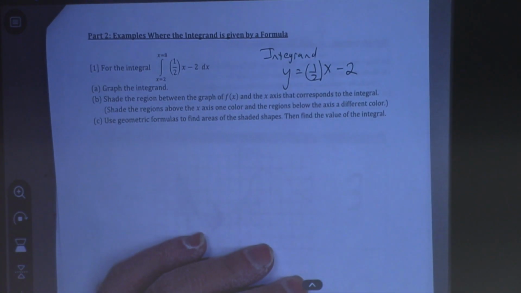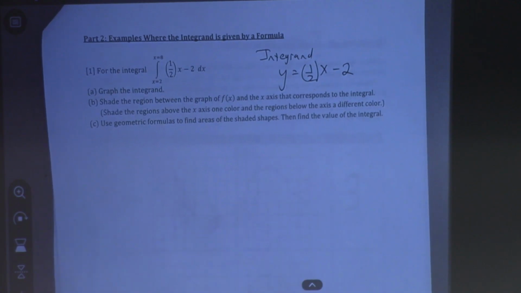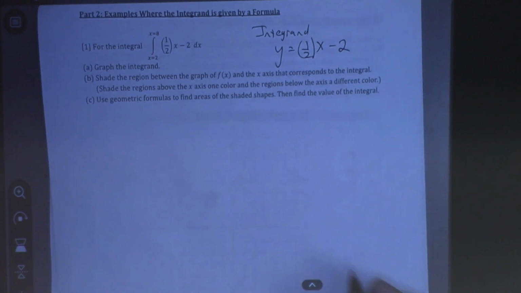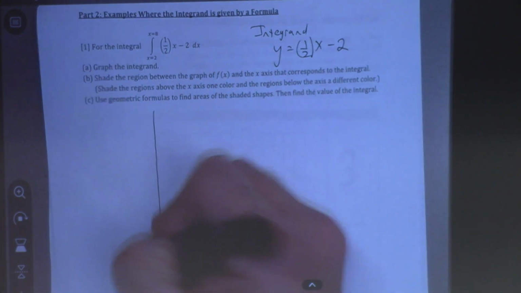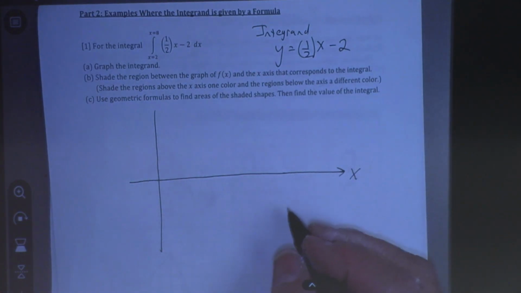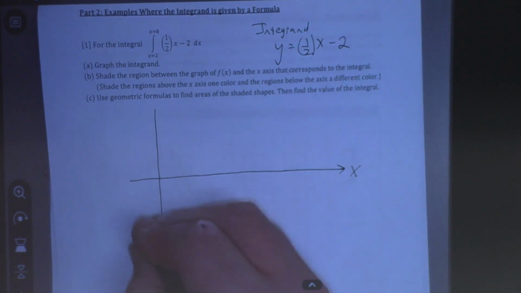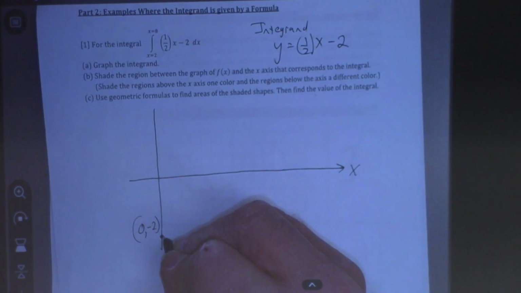Well, so the idea is we're just going to graph this thing, see how it looks, and compute our signed area using geometry. So the graph of y equals 1/2 x minus 2 is going to have a y-intercept at 0, minus 2. It's going to have a slope of 1/2.